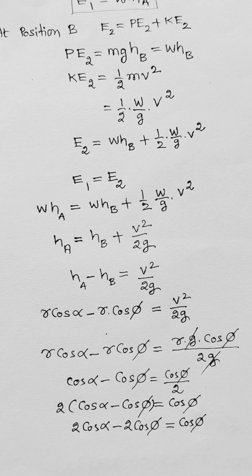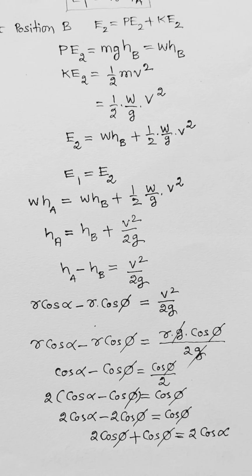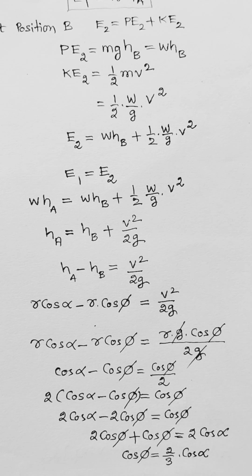Finally, 2 cos pi plus cos pi equal to 2 cos alpha we can get. In the left part of the equation, 2 cos pi plus cos pi giving us 3 cos pi. 3 cos pi equal to 2 cos alpha. From that equation we can estimate cos pi value. Cos pi value exactly equal to two thirds of cos alpha.